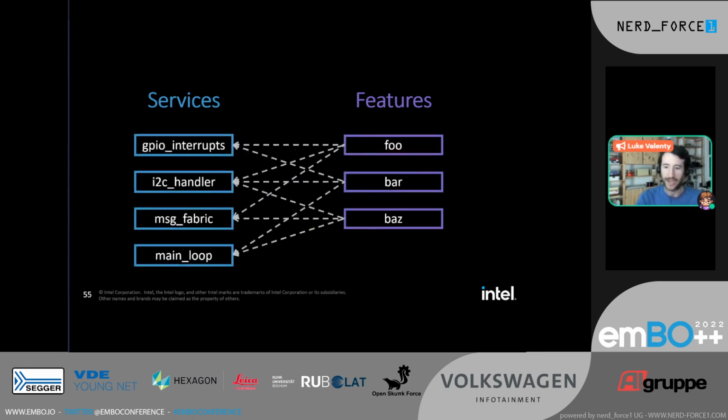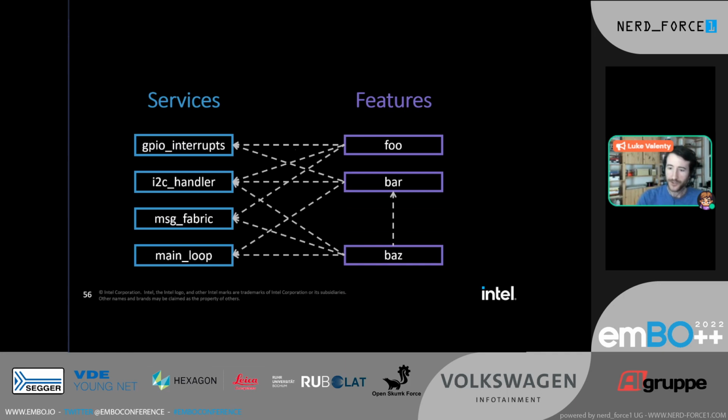Let's look back at our diagram. We see there's a many-to-many relationship between services and features. And we also see that features could extend other features. This can be thought of like extending some existing power-up sequence or extending our main loop and adding something new and it's polling some register or performing some additional work. So we need a better way to think about our services and features and how do we bundle them and how do we compose them into a system.